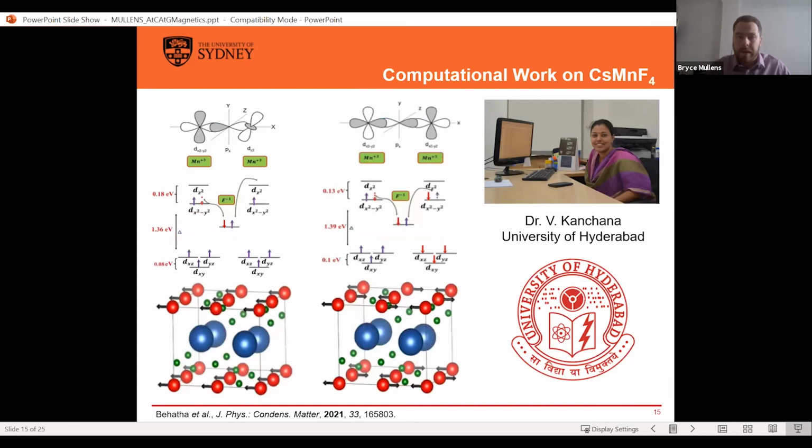Moving on from this, Dr. Kanchana was able to determine how the orbital mixing of the manganese and the fluorines can lead to the different sorts of interactions. And what we can see here is that we can accurately reproduce the fact that it is a ferromagnet by looking at the d orbitals of the manganese in its high spin state, and its mixing with the p orbitals of our fluorine.